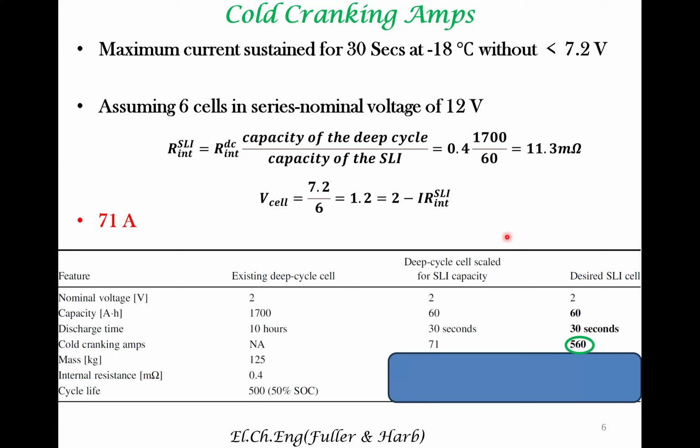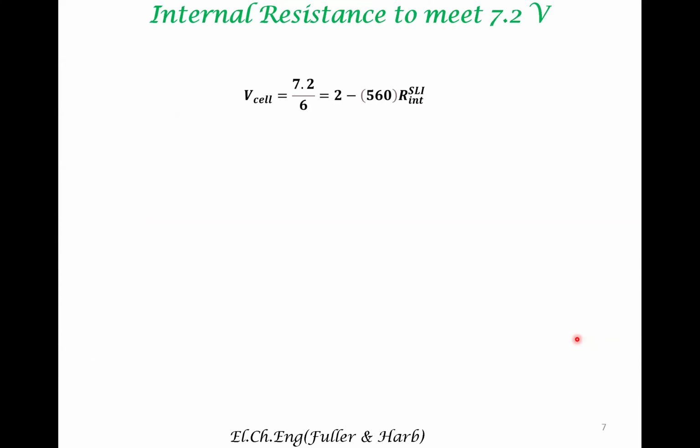What needs to be done is somehow decrease the resistance of an SLI battery. That is the only way to decrease the resistance. If you decrease the resistance, you can increase the CCA, that is the cold cranking amps of a battery. In order to do that, we can first get to the desired resistance.